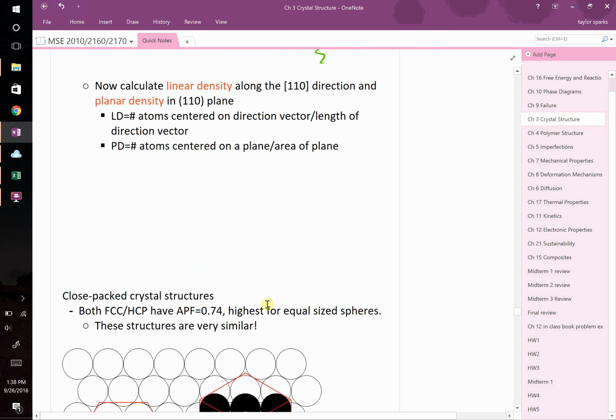There's something called linear and planar density. This becomes important later on when we talk about deformation. Being able to calculate which one of these planes is the most stuffed with atoms turns out to be something that's important. So we'll come back to it. Right now we just need to calculate how to do that. And to do that, for linear density, you just count how many atoms are present along a direction. Per unit length, how many atoms are on it. And for planar density, it's how many atoms are centered on a plane, right?